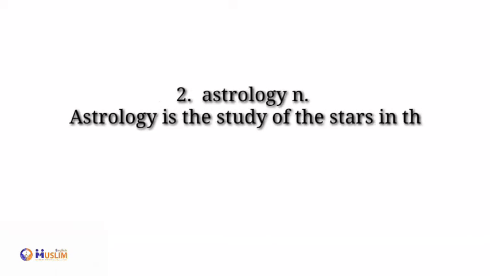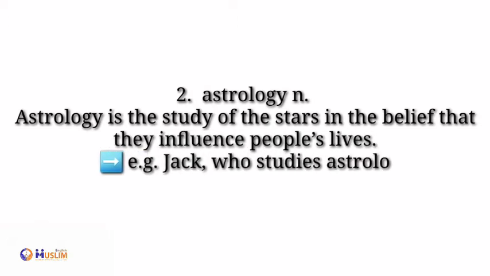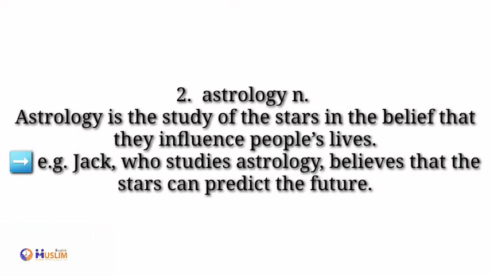Number 2. Astrology. Noun. Astrology is the study of stars in the belief that they influence people's lives. Example: Jack, who studies astrology, believes that the stars can predict the future.